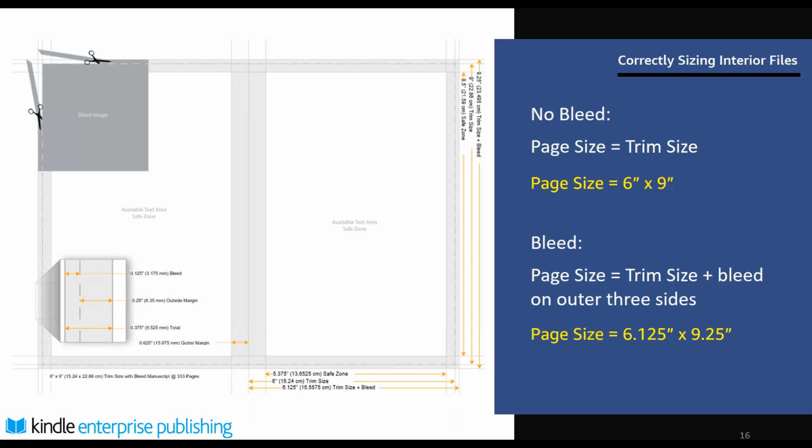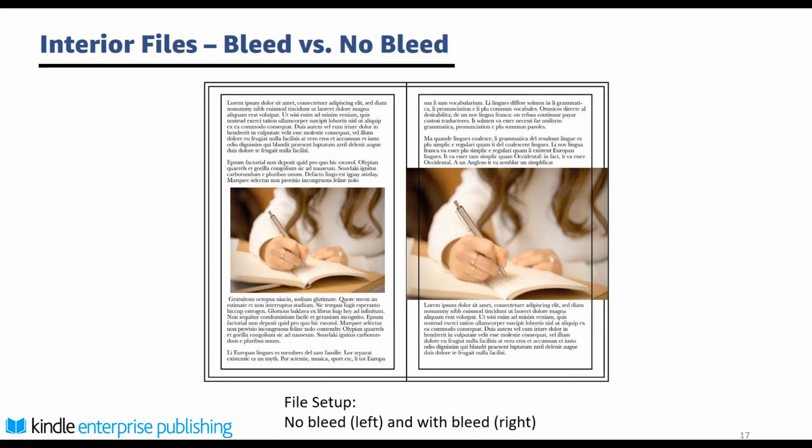Let's look at an example of bleeding content. This example shows the file setup for 2 pages from a book that includes bleeding content. The outermost black line represents the bleed line, the next black line represents the trim line, and the innermost black line represents the margin line.